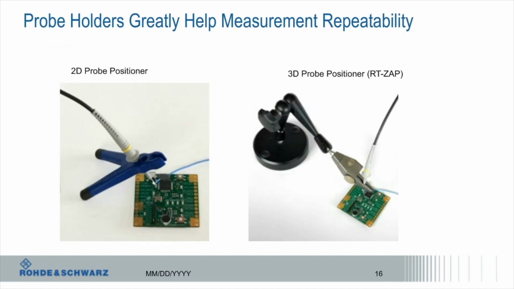For many engineers who weren't surgeons in previous lives, it can be difficult to hand-hold the probe steady with one hand while operating the scope with the other hand. Probe positioners, both 2D and 3D, are great for measurement stability versus trying to make a measurement while holding a probe by hand. I'm a big fan of 3D probe positioners and use one of them often.